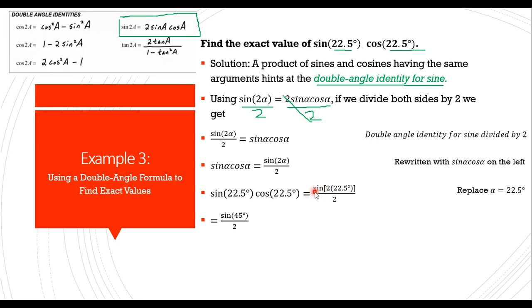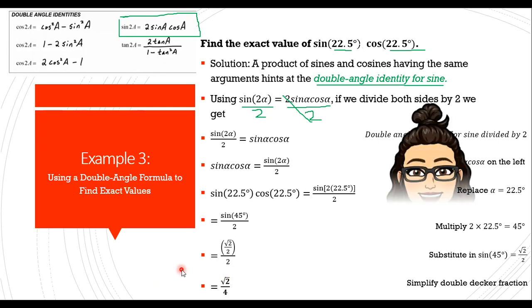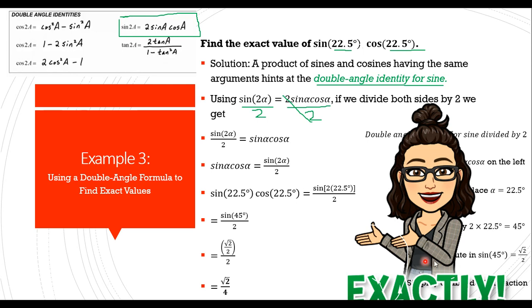So right-hand side only, sine of 45 degrees over 2, that's just multiplying 2 times 22.5, but we know sine of 45 degrees is rad 2 over 2. So plugging that in, substituting in sine of 45 degrees, and then canceling out our double-decker fraction, flipping it, gives us rad 2 over 4 as our final solution. This is our final guy. That wasn't too bad, except for my typo. I apologize. Yeah, that wasn't too bad.